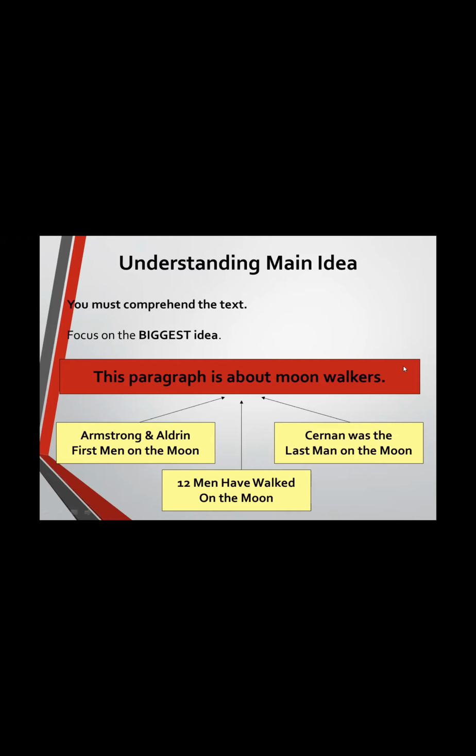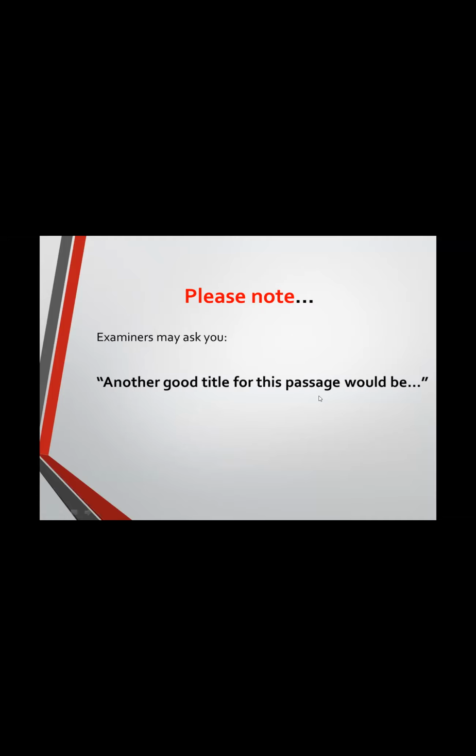Okay, so you see, when you look at this, there are people who have walked on the moon, and the whole paragraph revolves around this idea, where it is talking about the person who was first on the moon, the person who was last on the moon, and the total number of people who walked on the moon, right? So the biggest idea here would be about moonwalkers, correct? Yes, miss. Okay, so now if examiners ask you to give a title for this passage, this is just another way of saying what's the main idea.